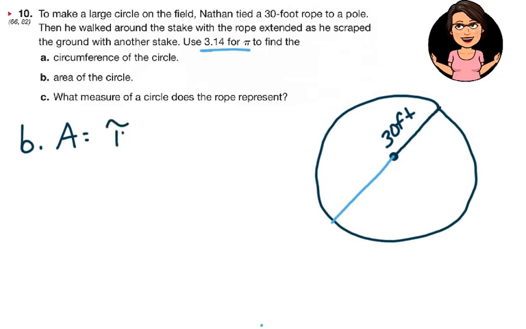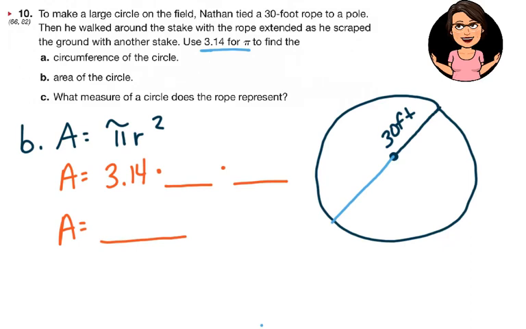Excellent. Pi r squared. So our r is that half, basically the rope, right? So that's our radius. So we're going to write A equals 3.14 times our radius, which is, good, times our radius, which is, excellent. Then you're going to multiply all that out, and you're going to write your answer, and you're going to write feet squared. All right, pause the video and finish that.